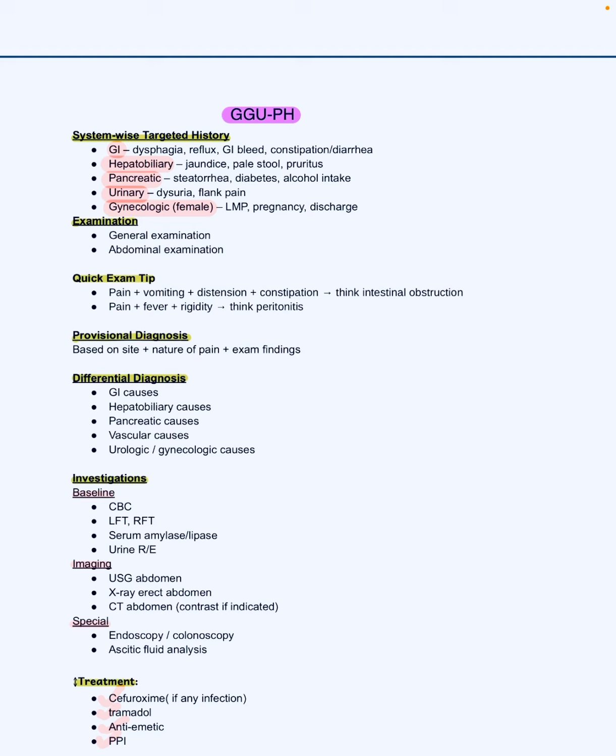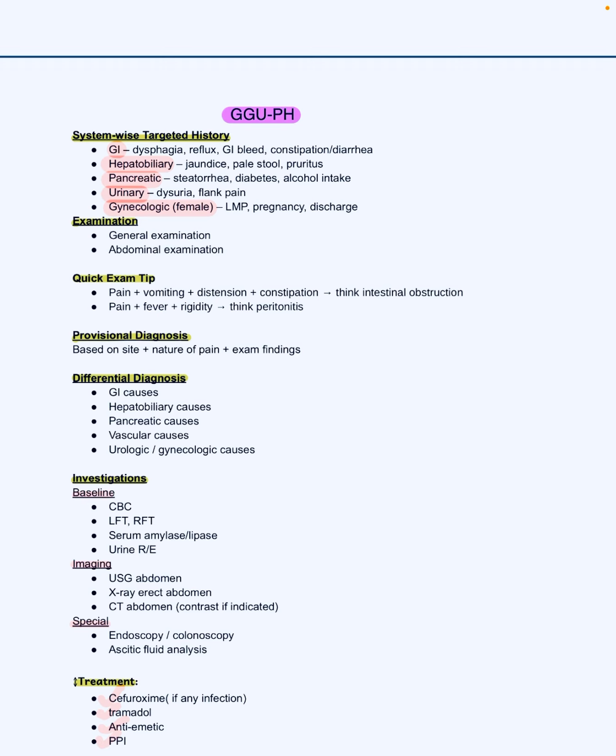Examination. History guides us, but examination confirms our suspicion. It should start with general examination and also systemic abdominal examination. During examination, here is a quick tip: if the patient has pain, vomiting and distension with constipation, then think about intestinal obstruction. If the patient presents with pain, fever and rigidity, that is muscle guarding, then think about peritonitis.